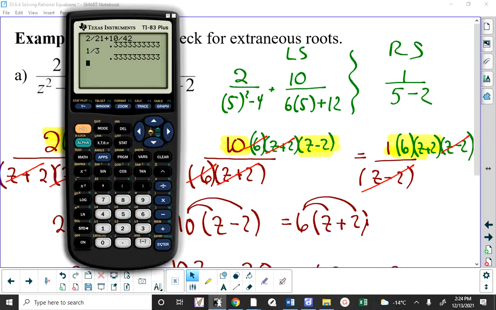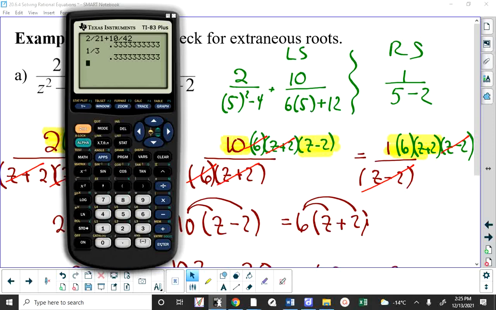Does anybody want to take a stab as to how you would get an extraneous root? Maybe that's not the best way to put it. If you got an answer here and it was extraneous, what might that answer have been? Seamus? No, not 0. Yep. No. Say again?